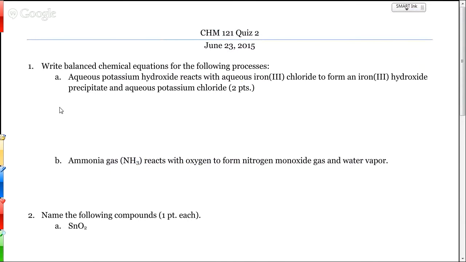Okay, balanced chemical equations for the following processes. These are, I think, from the book, from the homework. Aqueous potassium hydroxide, so that's going to be KOH, reacts with aqueous iron 3 chloride to form an iron 3 hydroxide precipitate.